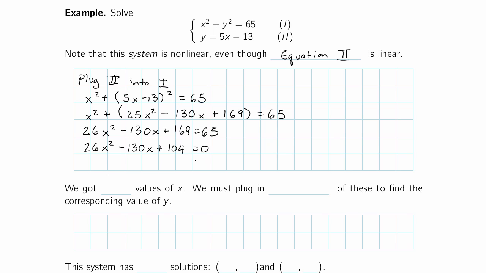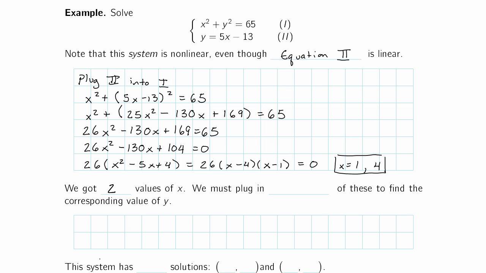Fortunately, we notice that 26 is a common factor on both sides. So factoring that out, we've got 26 times x squared minus 5x plus 4, which we can factor further as 26 times x minus 4 times x minus 1. Those give our values of x. We can have x equals 1 or x equals 4.